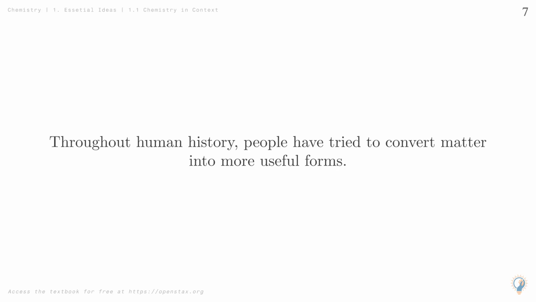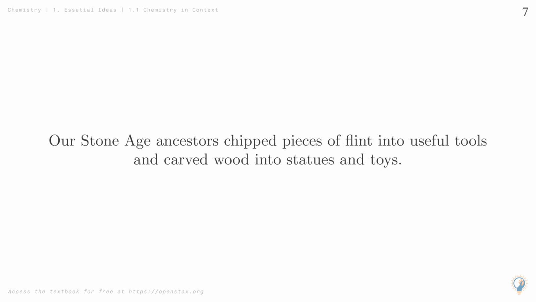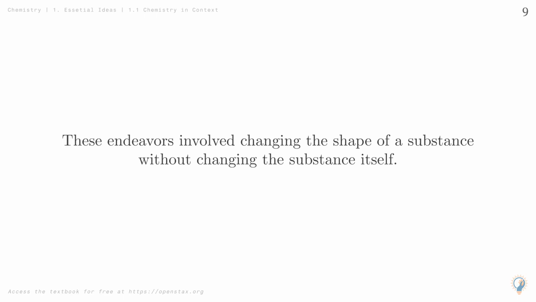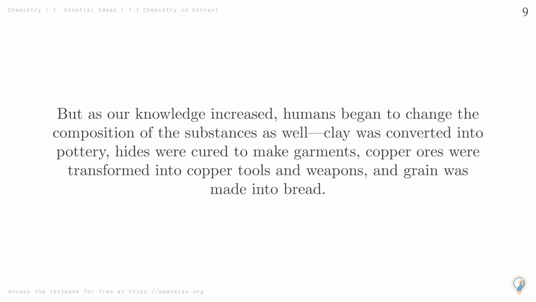Throughout human history, people have tried to convert matter into more useful forms. Our Stone Age ancestors chipped pieces of flint into useful tools and carved wood into statues and toys. These endeavors involved changing the shape of a substance without changing the substance itself. But as our knowledge increased, humans began to change the composition of the substances as well. Clay was converted into pottery, hides were cured to make garments, copper ores were transformed into copper tools and weapons, and grain was made into bread.